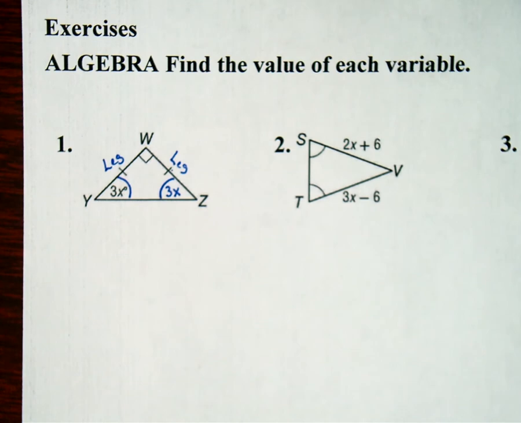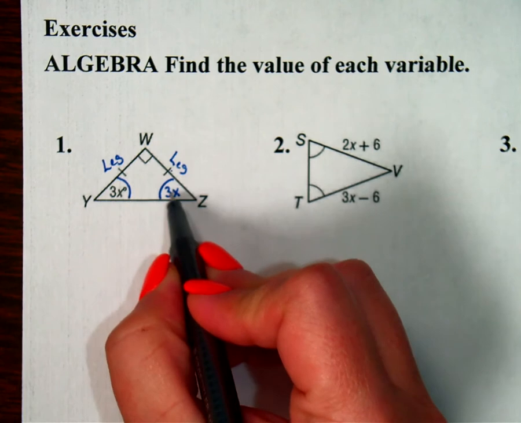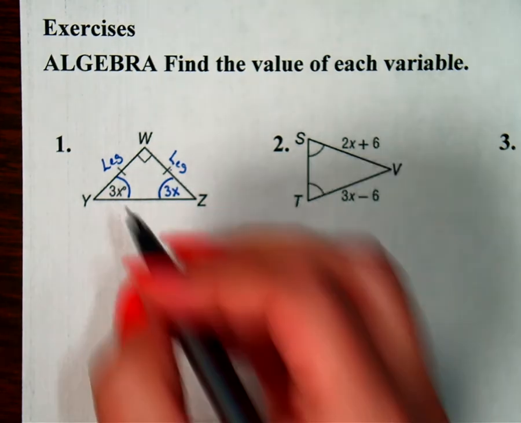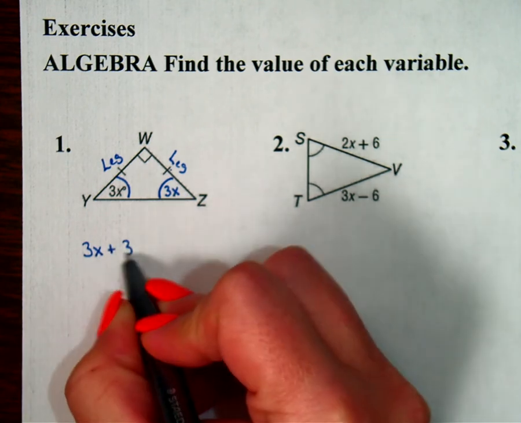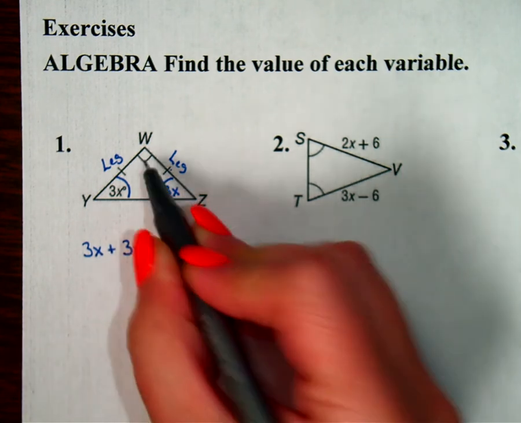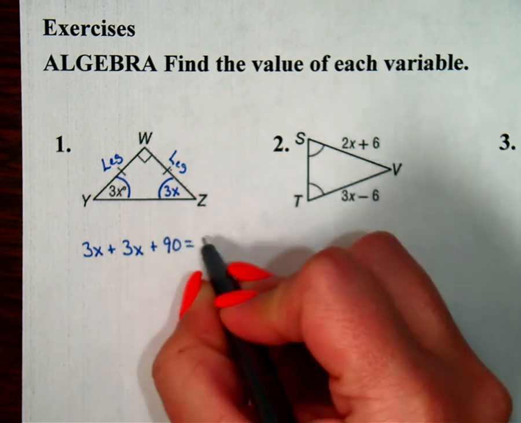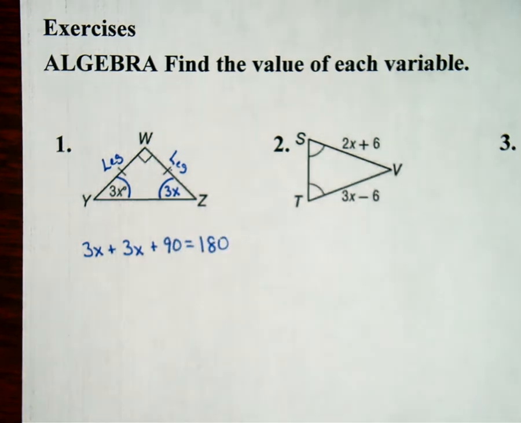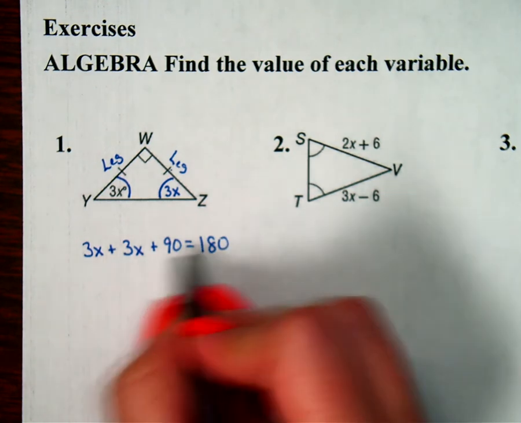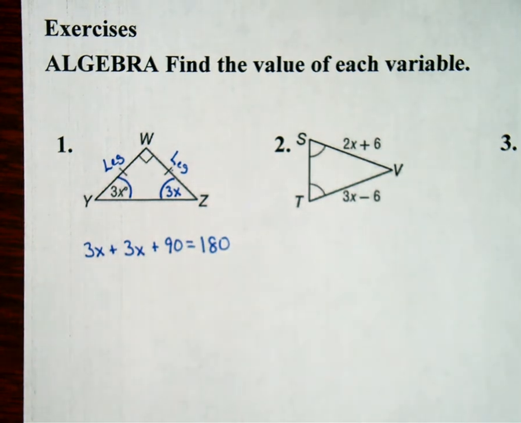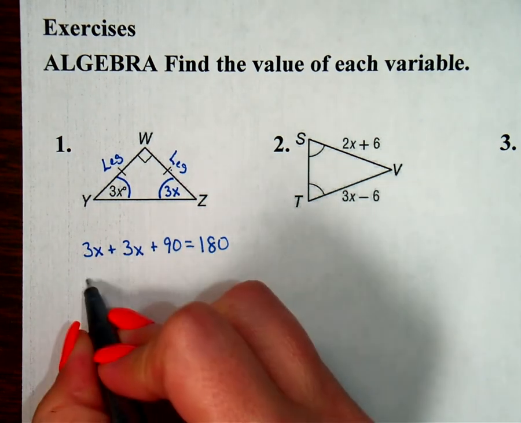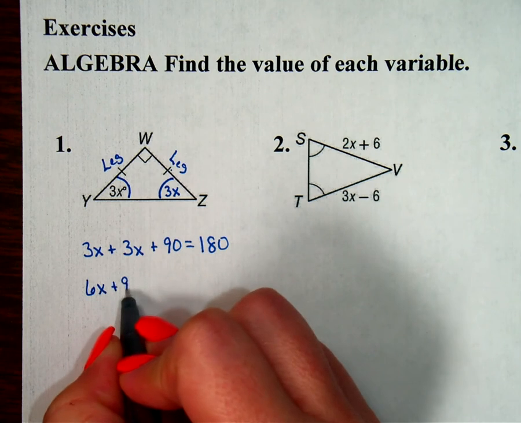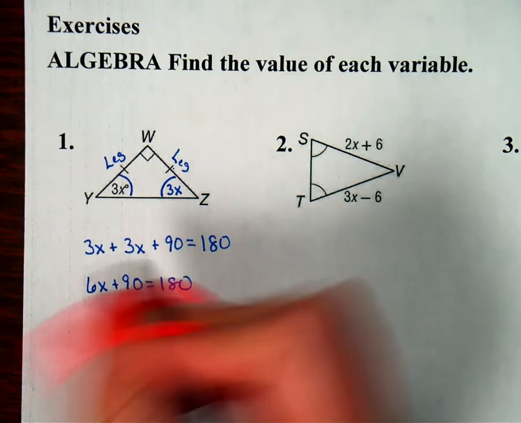Okay? So if I'm trying to find out what x is, then I know the three angles in a triangle always add up to 180. So 3x plus 3x plus 90 will add up to 180 degrees. I'm going to go ahead and combine, that's using my triangle sum theorem if I was doing a proof. Okay? All right, so then 3x plus 3x is 6x. Plus 90 equals 180.